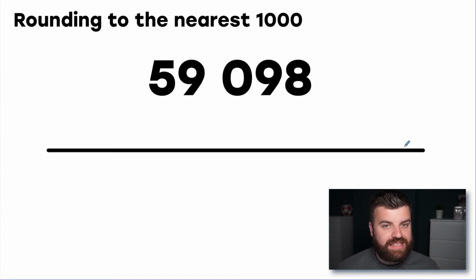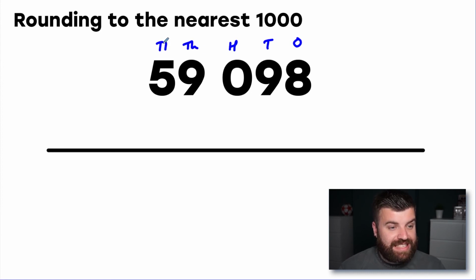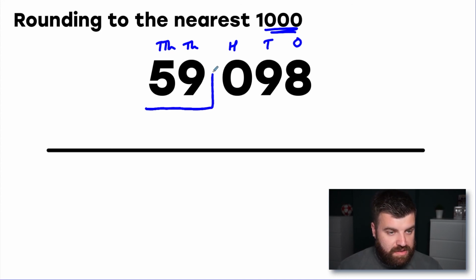Try and round this number now to the nearest 1,000. Have a go if you want, or watch as we do it together. Again, we're going to underline. Let's just do our place value columns to make sure we really know what's going on here. These are the ones, the tens, the hundreds, the thousands, and these are the 10,000s. So we need to underline to the nearest 1,000. So we go from here, and then we're going to stop at the thousands, put up our wall.